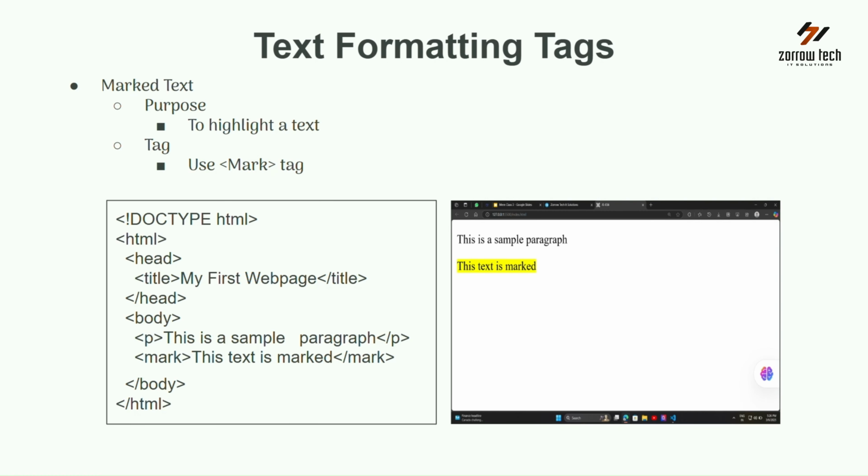Mark text. If you want to highlight text like you would with a marker, use the mark tag. This adds a background color to the text. For example, "This text is marked." Smaller text. For fine print or disclaimers, use the small tag. This reduces the text size, making it less prominent. For example, "This text is smaller."